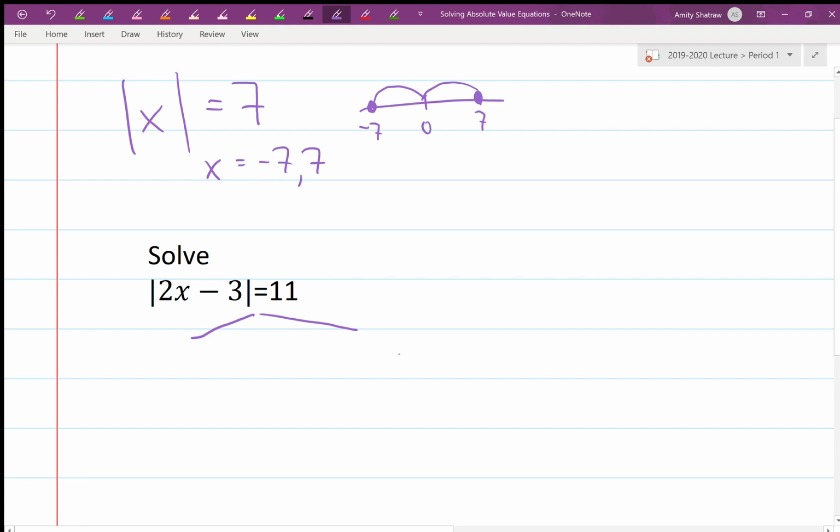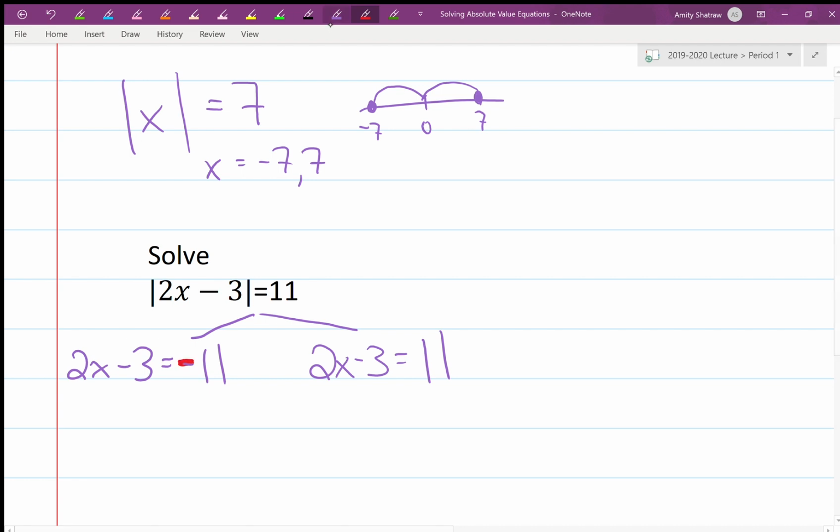There's the positive answer where it equals 11, and there's the other answer that we have a tendency to forget, which is that it equals negative 11. Okay? And if we do that, we'll be able to set up two different problems, right? 2x minus 3 equals 11, and 2x minus 3 equals negative 11. One of them is positive, one of them is negative. This one is the hard one to remember to do.